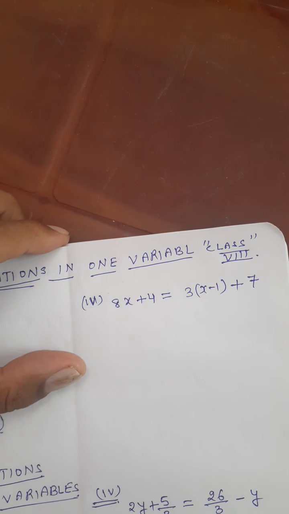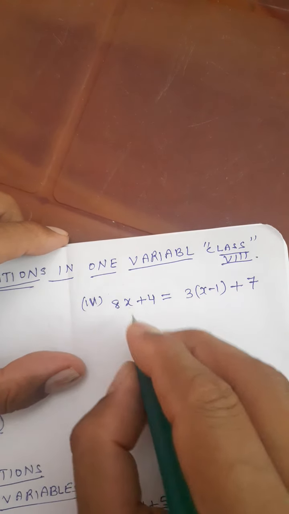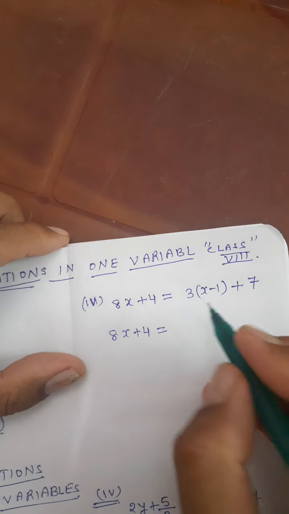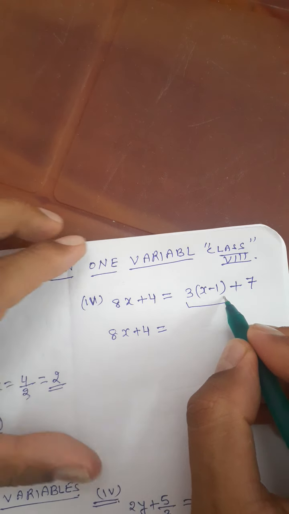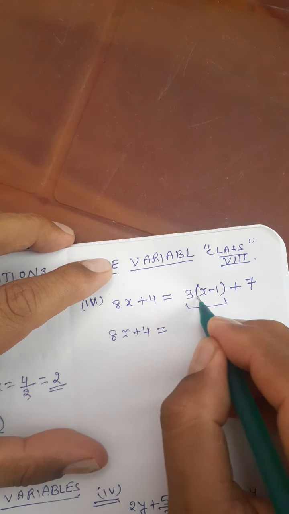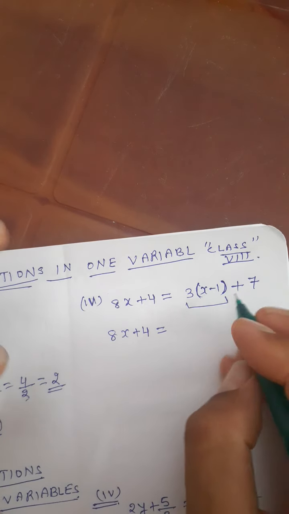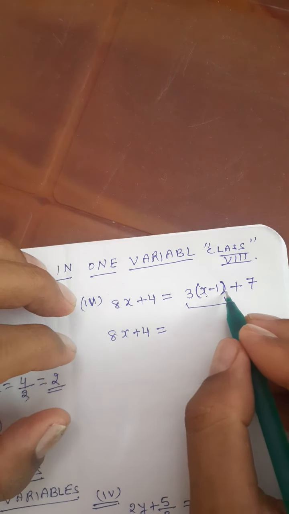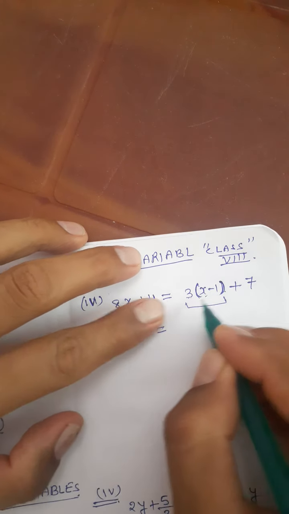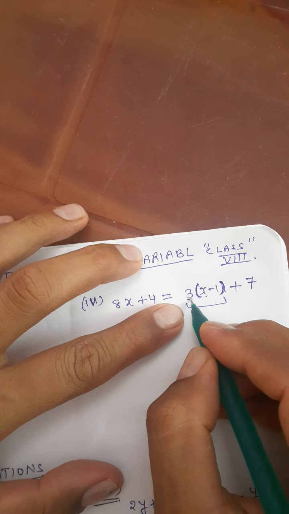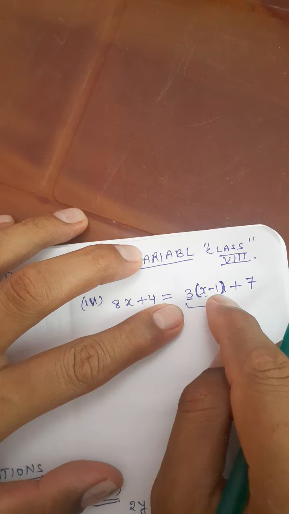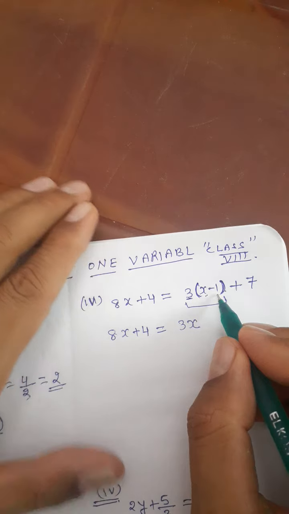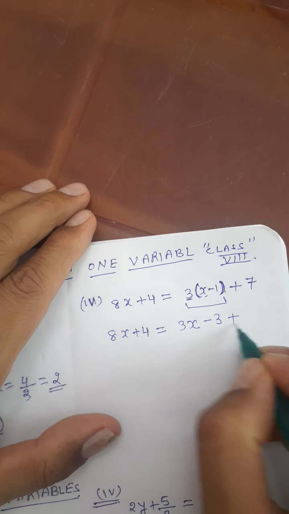Now see how to solve this. It is 8x plus 4. First of all you need to solve this bracket. This 3 is in multiplication with x minus 1. Now students, some of you may multiply 3 with x and forget to multiply 3 with -1. Try to understand this thing. When 3 is outside the bracket, you need to multiply this 3 with the total value inside the bracket. 3 multiplied by x is 3x, 3 multiplied by -1 is -3, then plus 7.